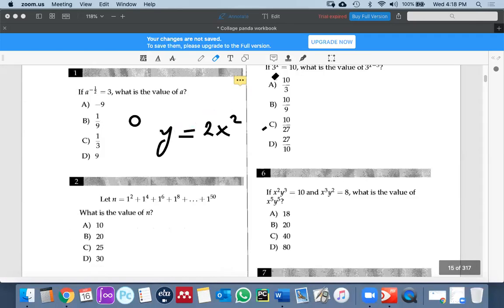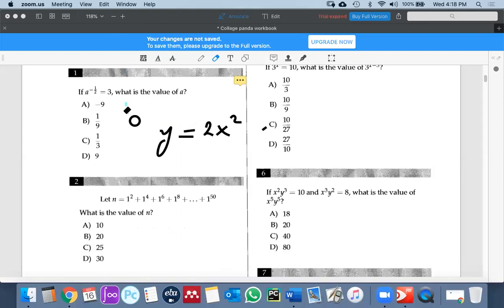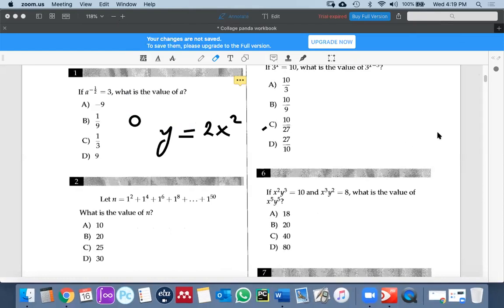Here, the question is this, question number 1. Can you try this on your own? Question number 1. Someone finished? Someone said the answer is A.